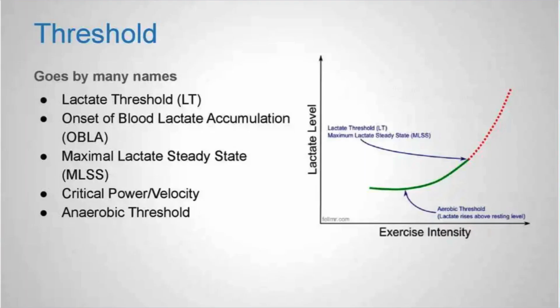Threshold is a concept from exercise physiology that has several different names depending on the exact protocol used in a lab to determine it. You'll hear names like lactate threshold, onset of blood lactate accumulation, maximal lactate steady state, and several others. While these are all subtly different protocols, the differences are mostly academic. In the real world, people generally use these interchangeably to refer to the same concept.